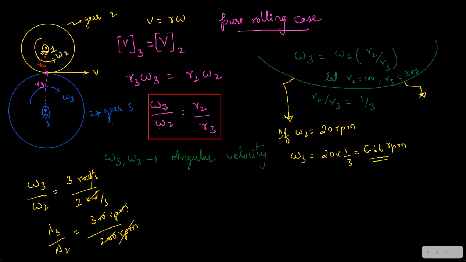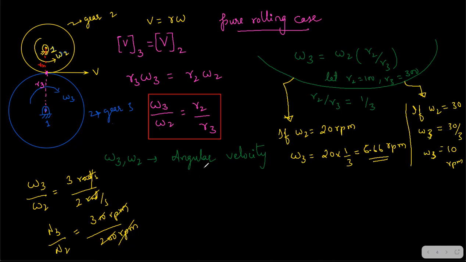I can take, see, if omega 2 is equal to 30 rpm, so what is omega 3? Can you predict or not? Immediately you will say, because you have the ratio, it is 30 by 3, so it is 10 rpm omega 3. So for a fixed input, you are getting a fixed output, or for a constant input, you are getting a constant output.